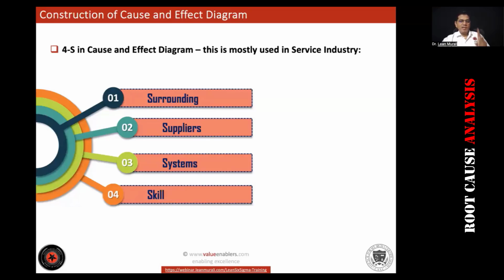How many of you agree? A service is affected through suppliers. A service is affected if systems are not okay. A service is affected if skills are not properly utilized. And if this was useful, interesting, valuable, fantastic, awesome, just type it in the chat box. Great. Thank you very much.